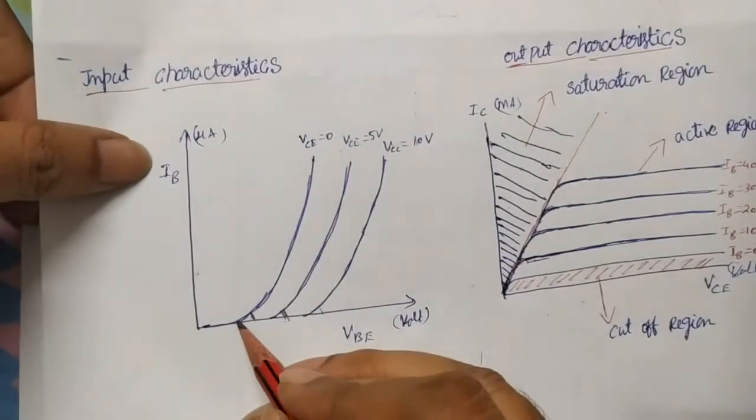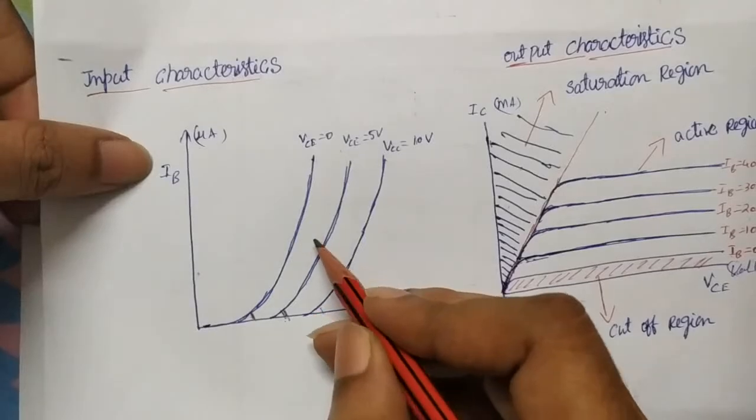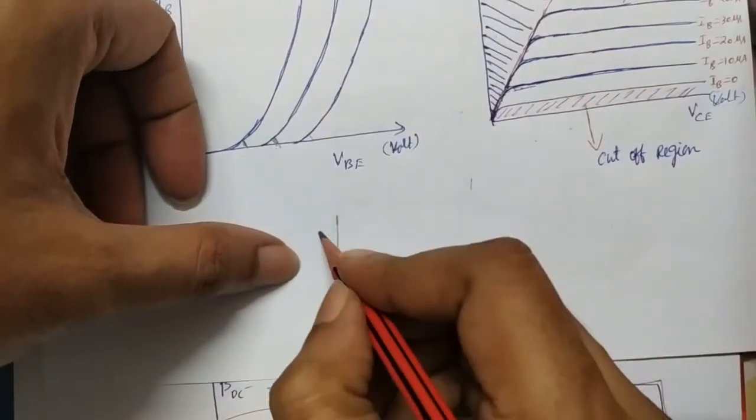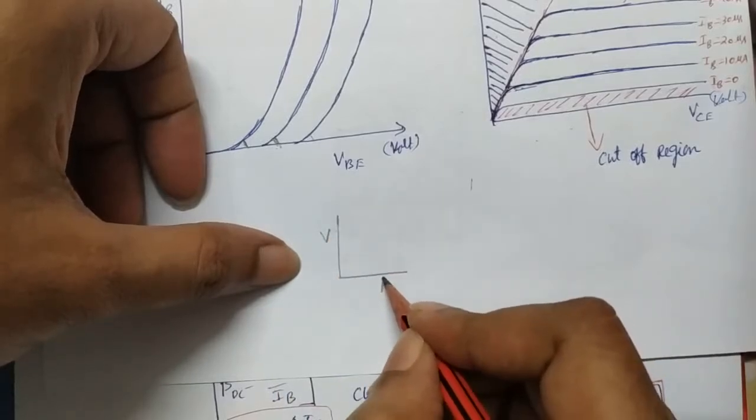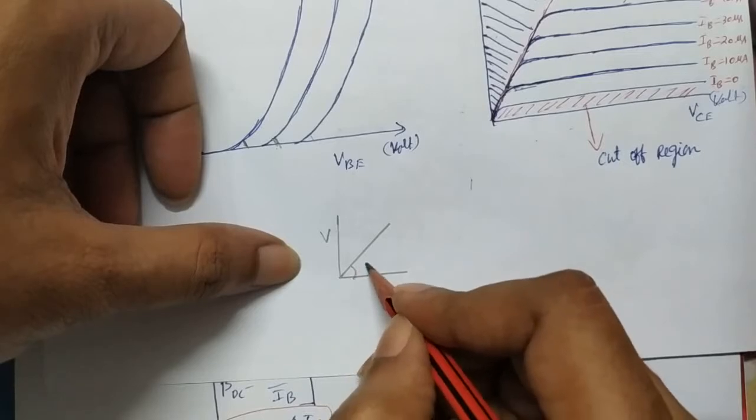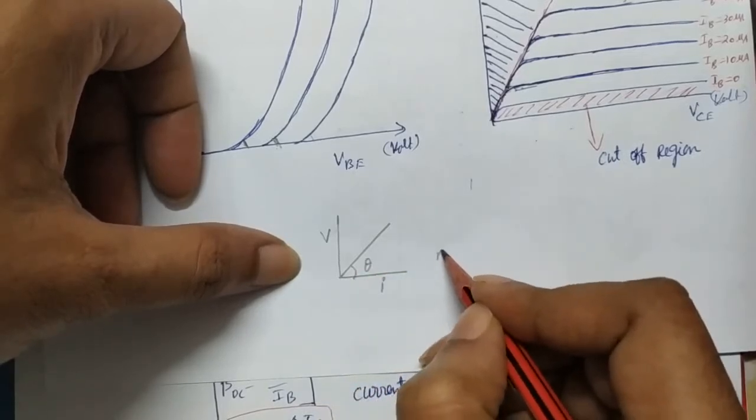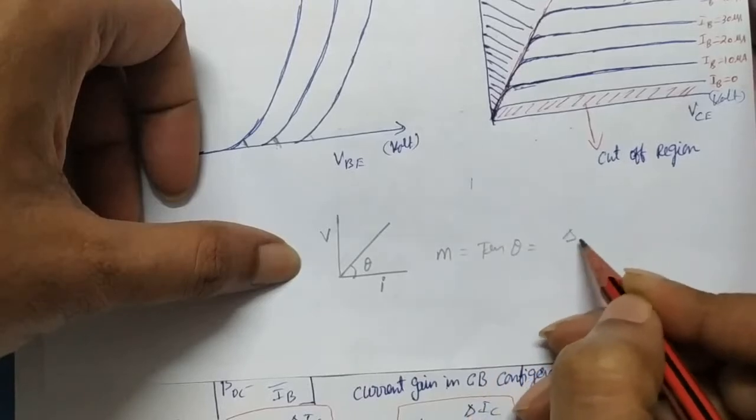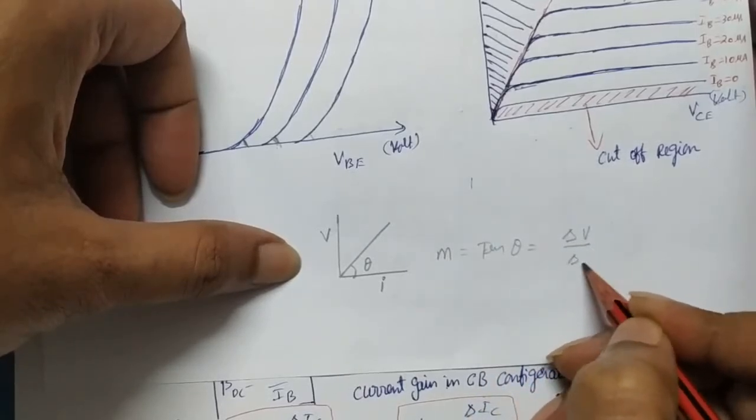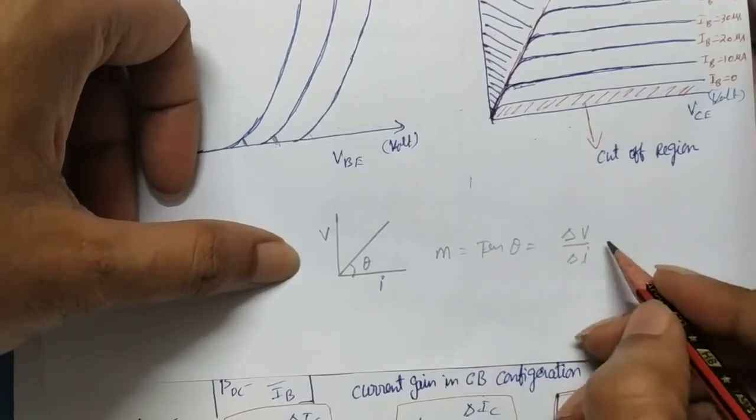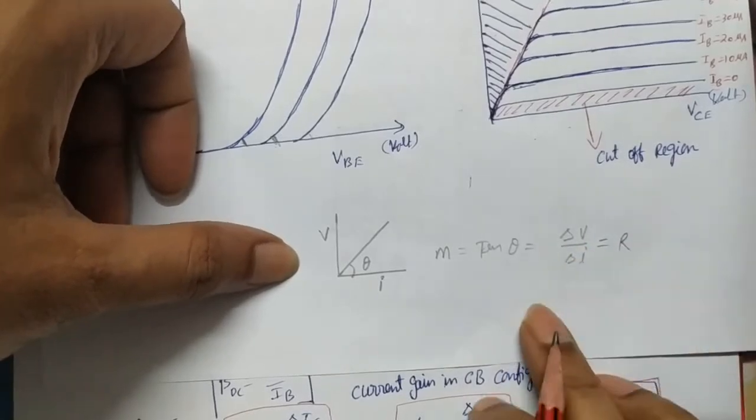You see, if it is a straight line, we can see that if you take a graph like this. This is potential and this is current. And if you take a graph like this, what is the slope of the line? If it is theta, the slope of the line m is equal to tan theta is equal to change in the potential by change in the current. What is potential by current? Potential by current is nothing but resistance.